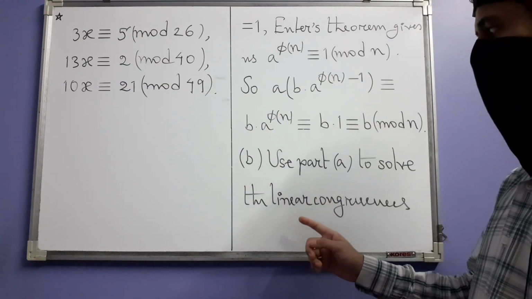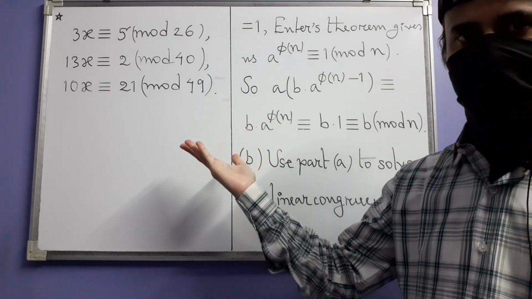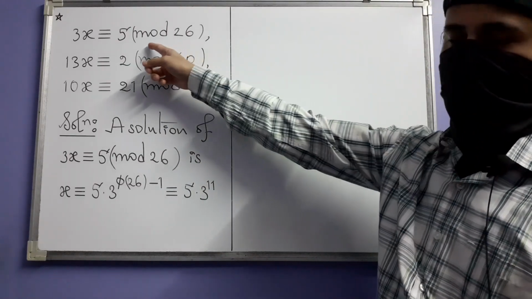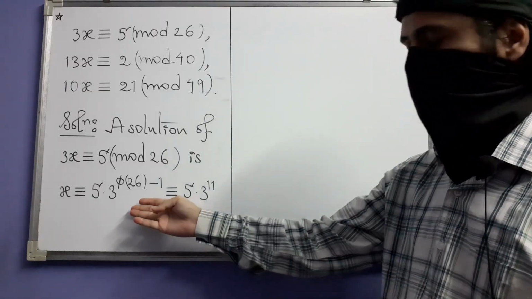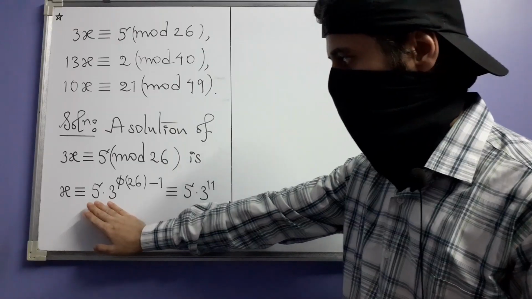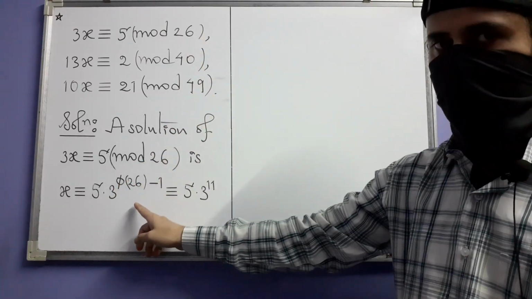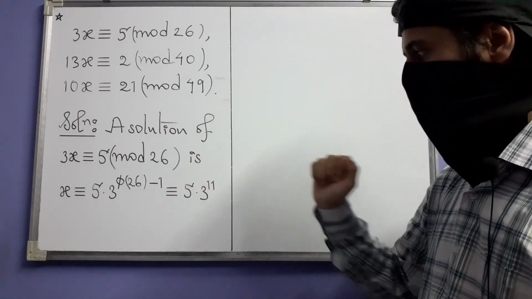Then in part B, we have to use part A to solve the following linear congruences. So we first considered this congruence, 3x congruent to 5 modulo 26. We straight away write what part A gives us. This should be the solution, x congruent to 5 times 3 to the power phi of the modulus minus 1. So it turns out that this exponent is 11.